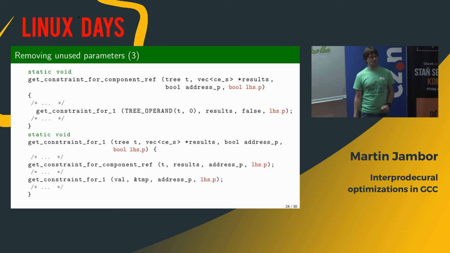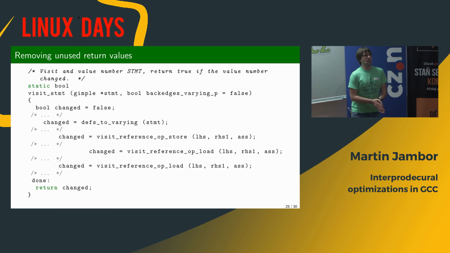And with the upcoming GCC 10, which does removal of unused parameters when traversing the whole call graph, it will be removed. Similarly, for return values that are not necessary, again, the example is taken from GCC source itself.